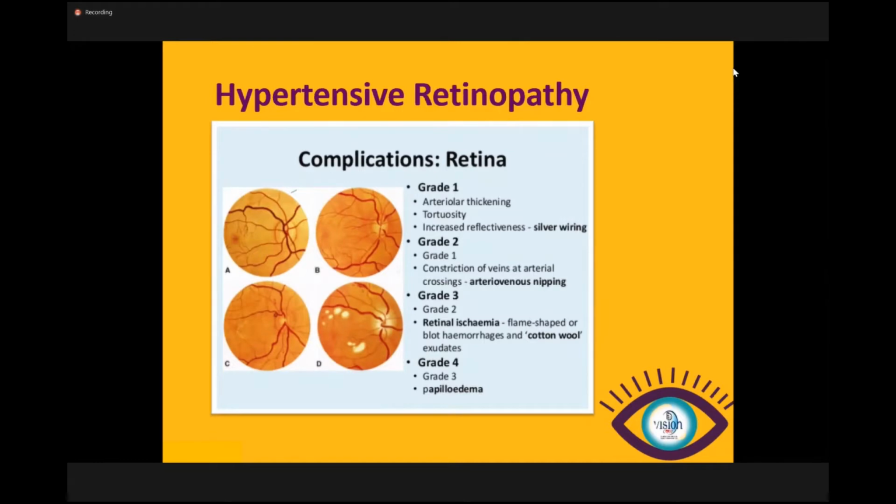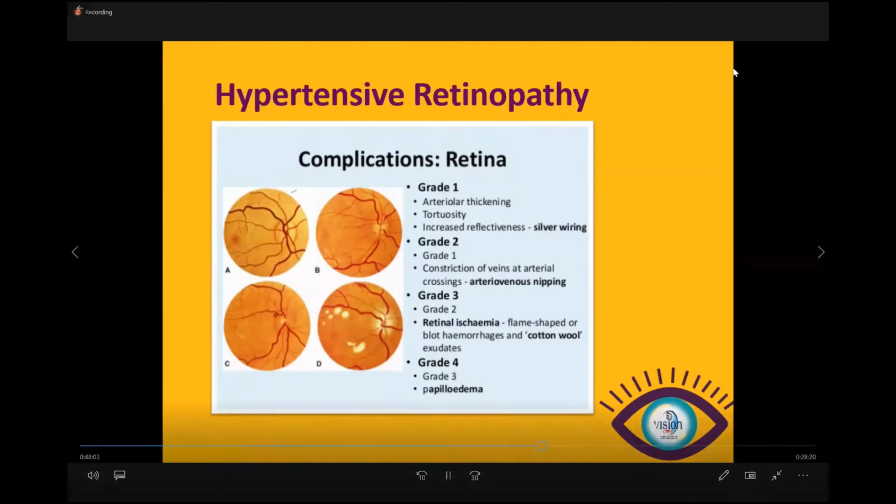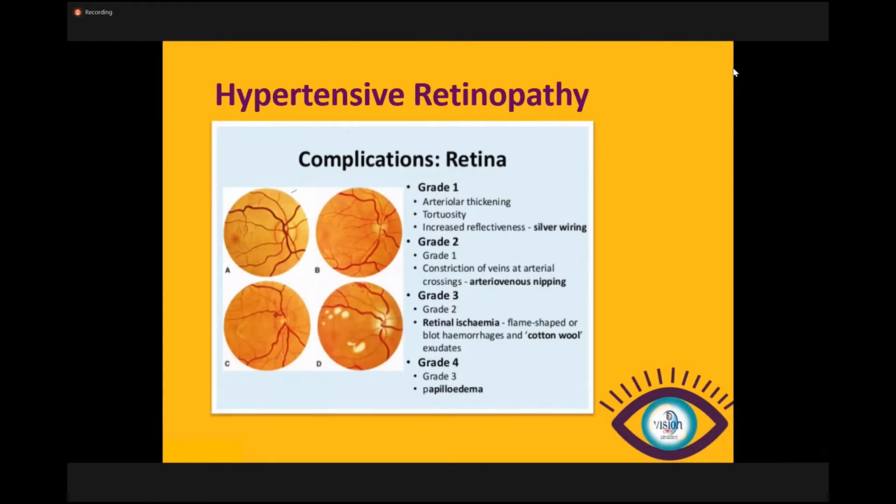Look at the crossing of the veins and the artery, where you will see it is constricted. Normal is 2:3, but here you may see 1:2. In grade 3, there is already retinal ischemia, flame-shaped hemorrhages, and cotton wool exudates. You will see exudates and papilledema, where the optic nerve is inflamed. So take note of this.